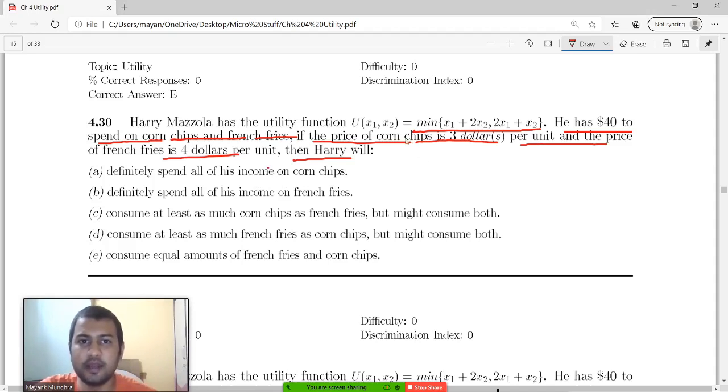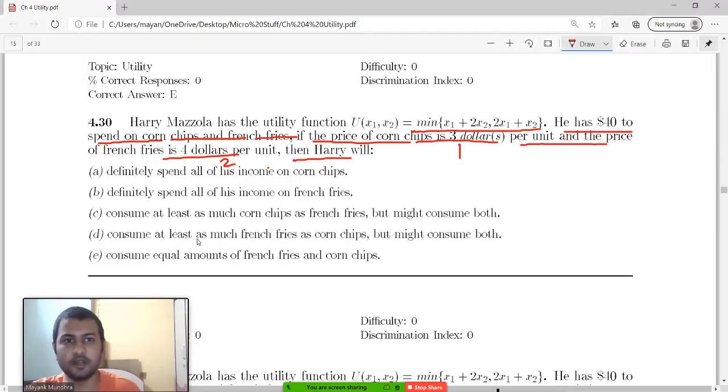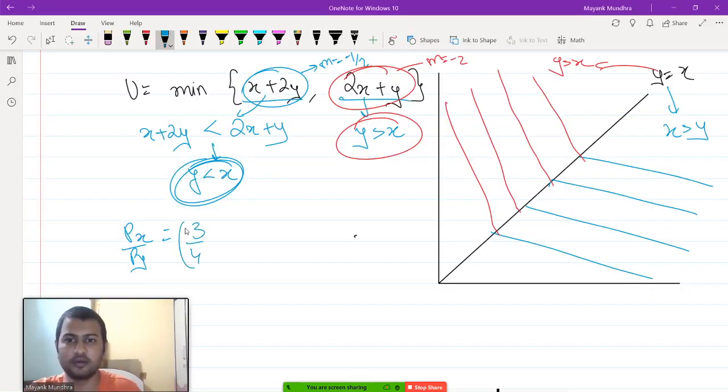He is saying the price of corn chips, let me say, okay, it's not given which is which. So let's assume corn chips is good 1 and french fries are good 2. It's not very clear here. So px upon py, which is p1 by p2, is 3 by 4. Okay, so his budget line will have slope 3 by 4.